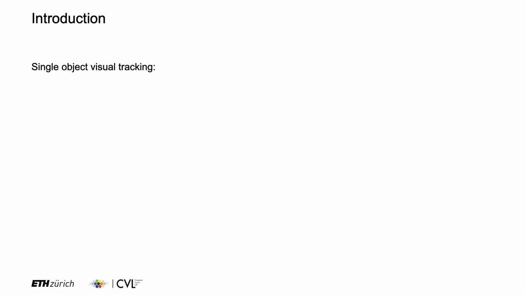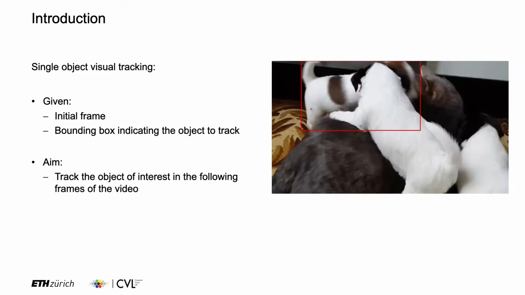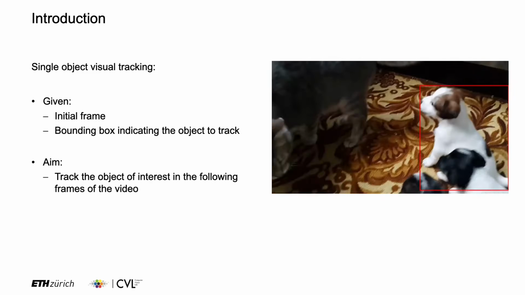Specifically in this work, we are interested in the task of single object visual tracking. Given an initial frame and a bounding box indicating the object we're interested in tracking, we aim to track that object throughout the frames of the video.